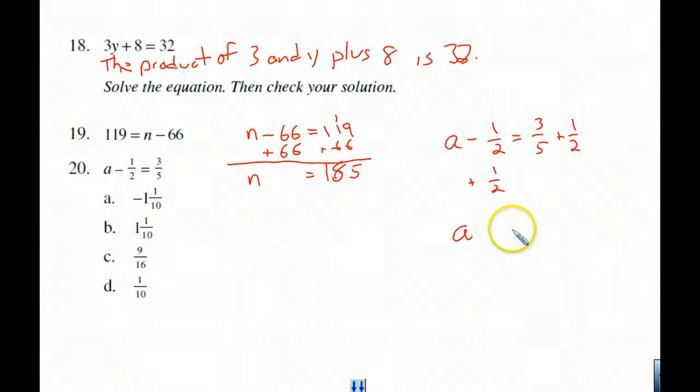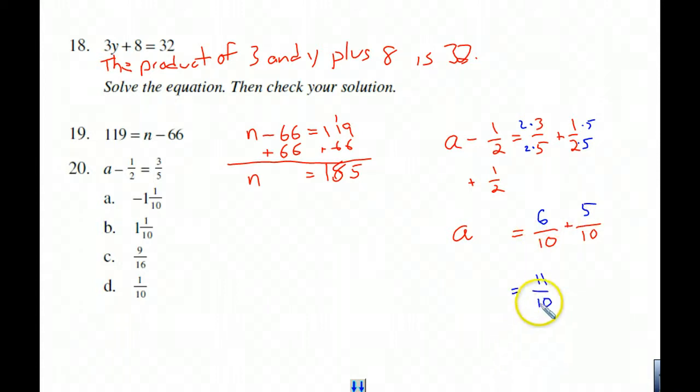So what's the smallest number that both 5 and 2 go into? Should come up with 10. Both 5 and 2 go into 10 evenly. We have to multiply by 2 here to get to 10, so I'm going to do that top and bottom. We got 6. And we have to multiply 2 by 5 on this one to get to 10, so top and bottom the same. So we get A equal to 6 plus 5 over 10, so 11 over 10.